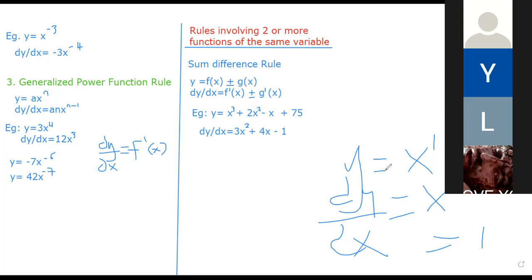So that is it. Another example. y is equal to 4x to the power negative 5 plus 7x to the power 3 minus 5x to the power negative 2 plus 1,000. I'll put all of them there later.